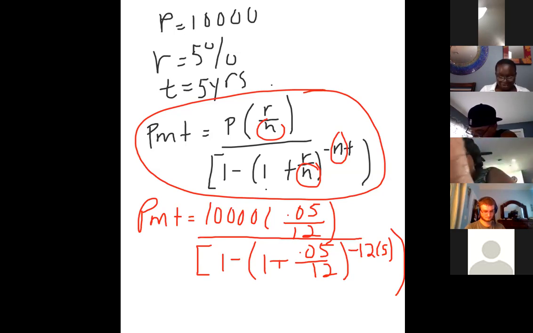So in parentheses on the bottom, it's 1 plus 0.05, right? Yes, 1 plus 0.05. Okay. So guys, calculator time. Type it into your calculator exactly like you see it. The 10,000 and then parentheses.